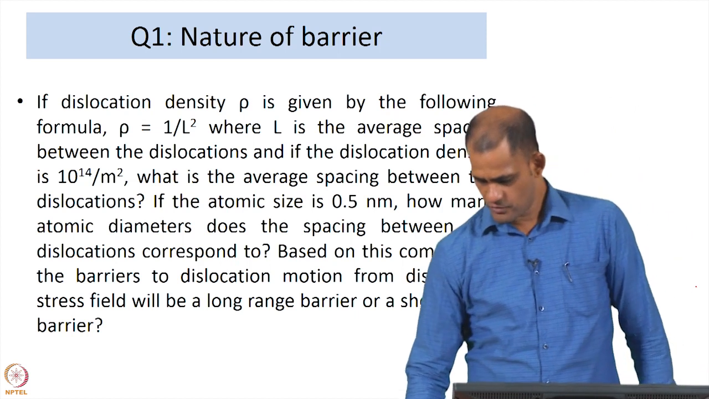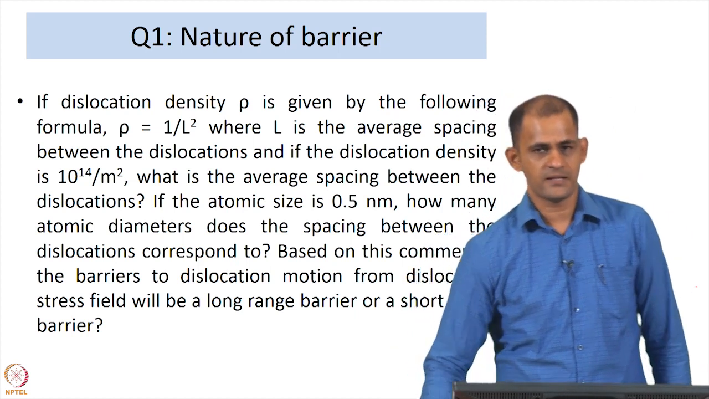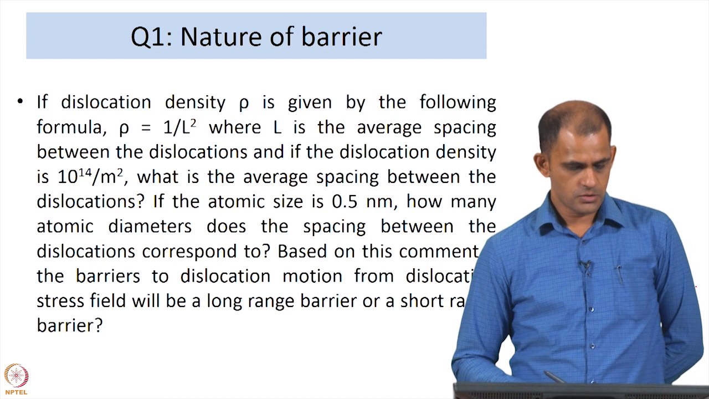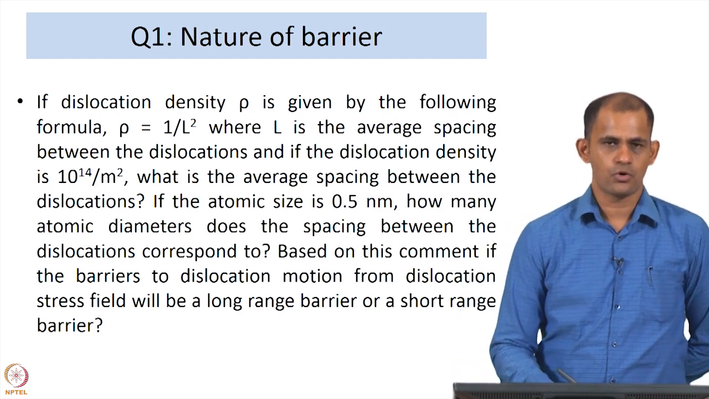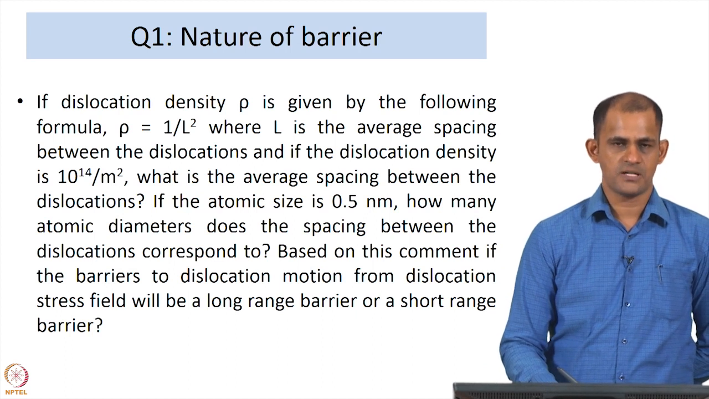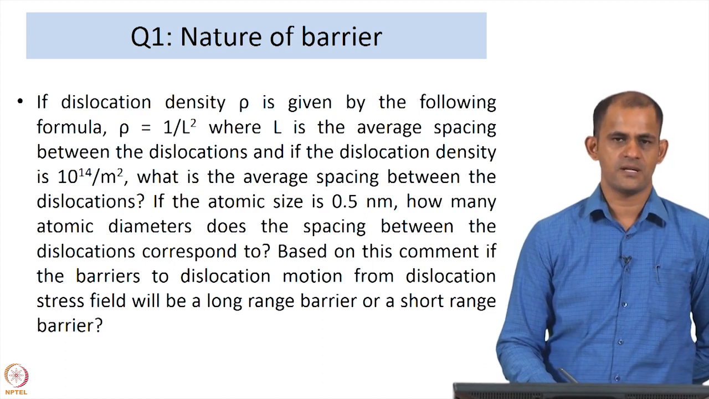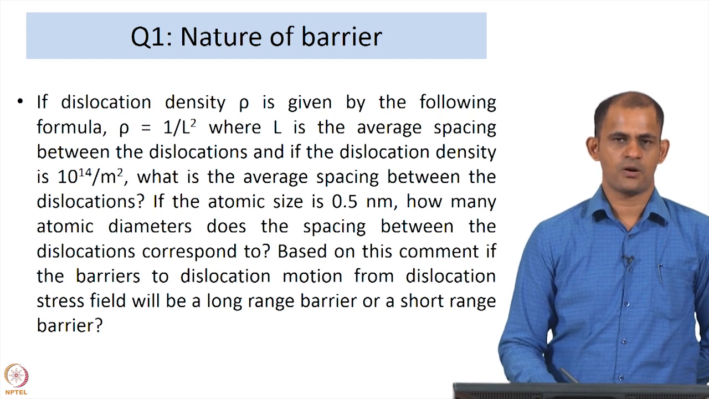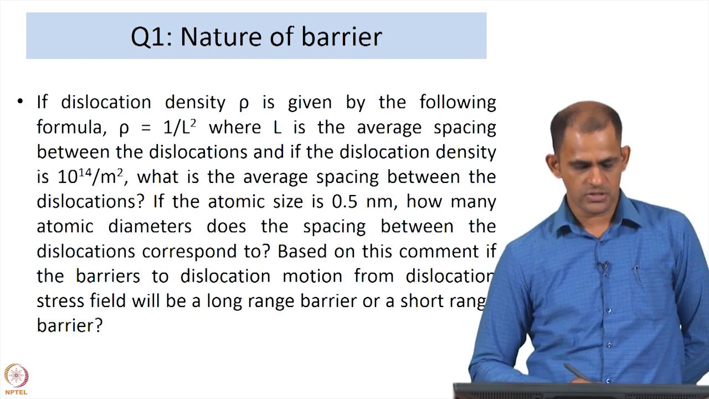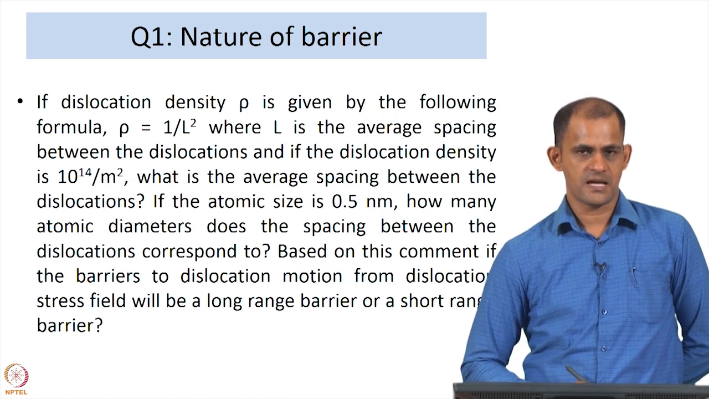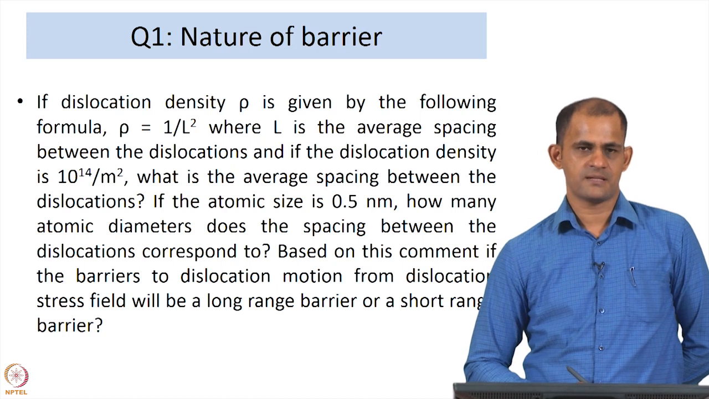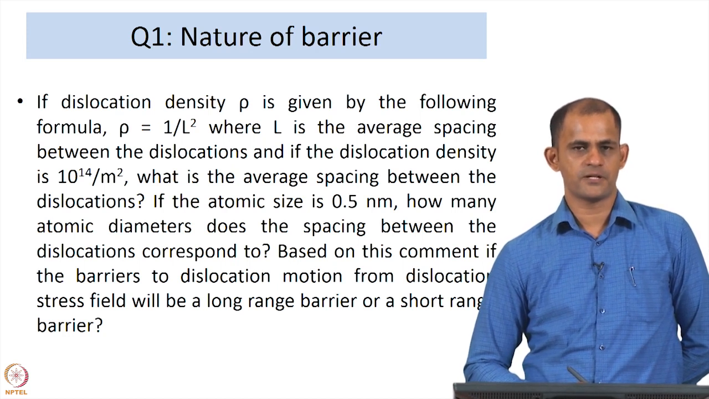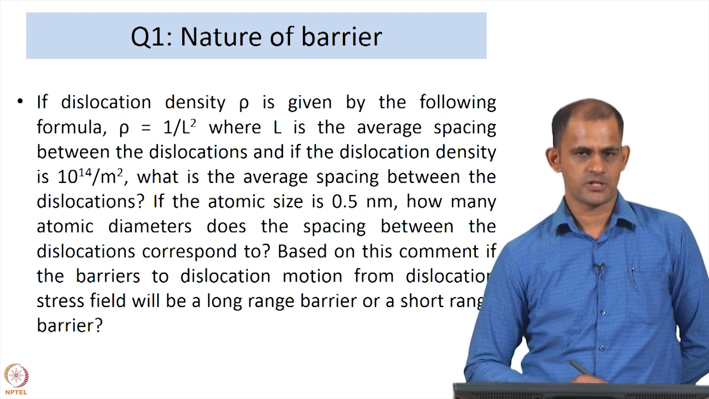So, the first question is about the nature of a barrier. So, let us go through this question. So, if the dislocation density rho is given by the following formula. So, rho is generally related to the inverse of the square of average spacing between dislocations. So, rho is equal to 1 over L square, where L is the average spacing between dislocations, and if the dislocation density is approximately 10 to the power 14 per meter square, what is the average spacing between the dislocations? So, that is the first part of the question.